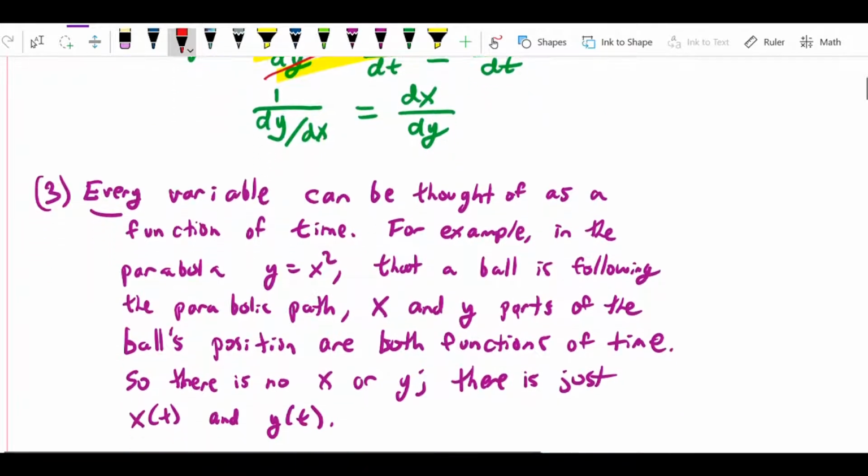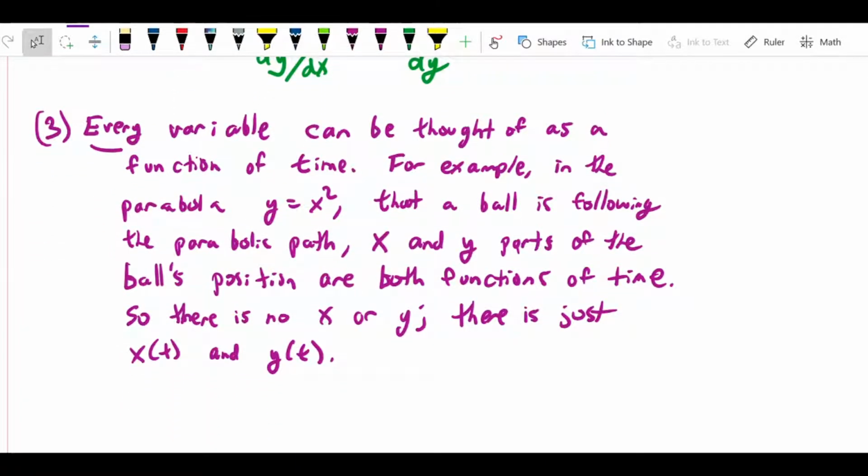The third principle is that every variable can really be thought of as a function of time. We sort of imagine that if I have, let's say, the parabola y equals x squared, on the interval from x equals 0 to infinity, x is the independent variable and y is a function of that. But what we could do instead is imagine that we have some object, maybe a particle, like we called it in one of the more recent sections. We can imagine a particle moving along this path, in which case we can picture that the position of the particle, both its horizontal and vertical positions, are really functions of time.